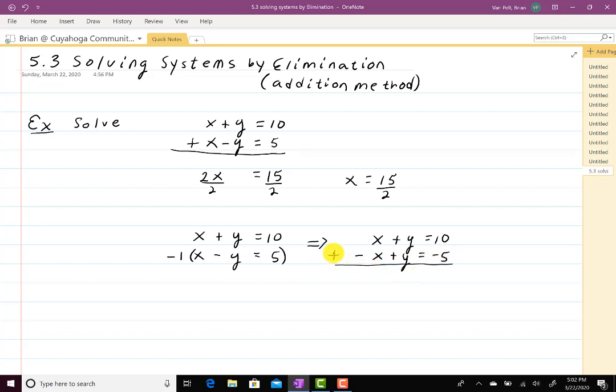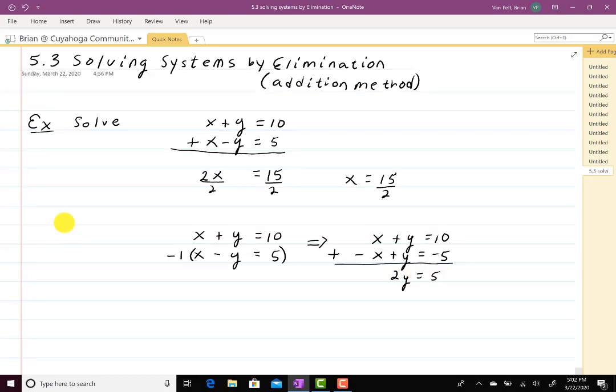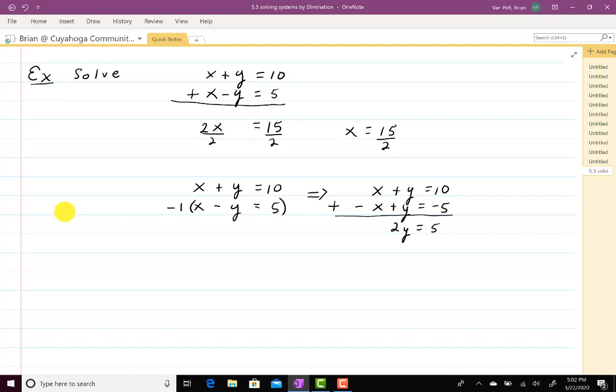Now when I add those two equations together, look what happens to the x's. They are eliminated this time, but the y's remain. 2y equals 5. And then to figure out what y equals, I'll divide by 2. So y equals 5 halves. What's nice about this method is it leaves any fractions that may happen until the very end of the problem. So that's why it's probably my favorite of all the methods.